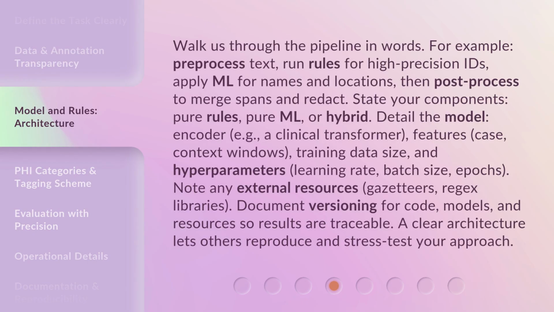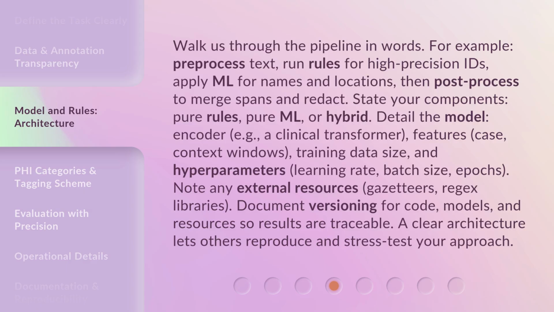Walk us through the pipeline in words. For example, pre-process text. Run rules for high-precision IDs. Apply ML for names and locations. Then post-process to merge spans and redact. State your components: pure rules, pure ML, or hybrid.